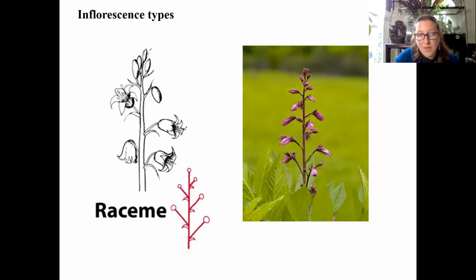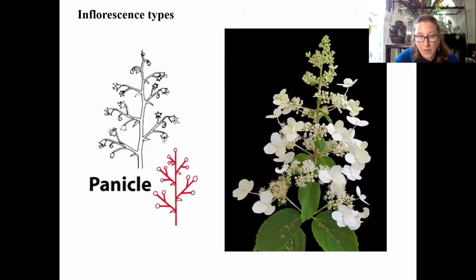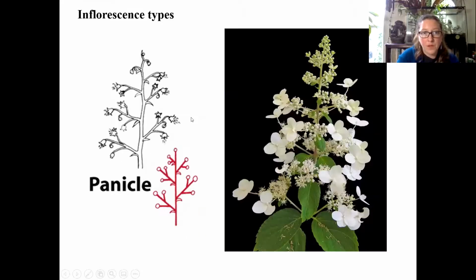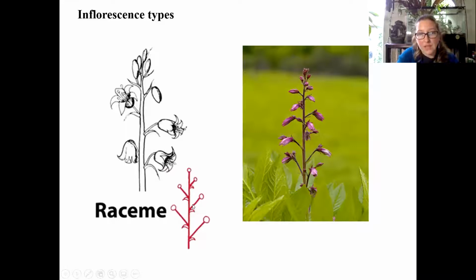Then you have a raceme. Raceme is kind of like a panicle in that it has a single stalk with little stalks coming off of it. But the difference is there's only one flower on the tips of all these stalks, right? Here's one flower. As versus the panicle, which has groups, little clusters of flowers, right? So like on this little stalk, there's a cluster of flowers and not one, right? So that's the difference between a panicle and a raceme.